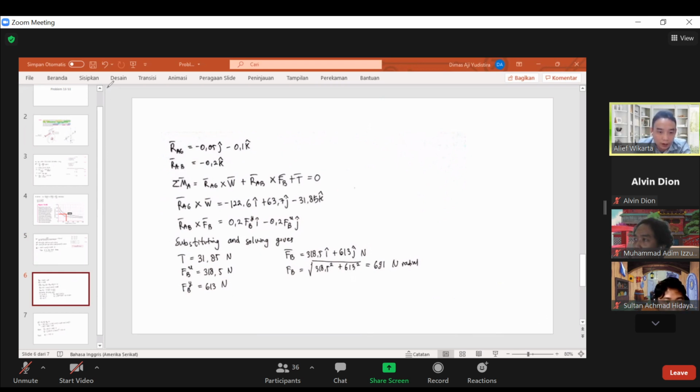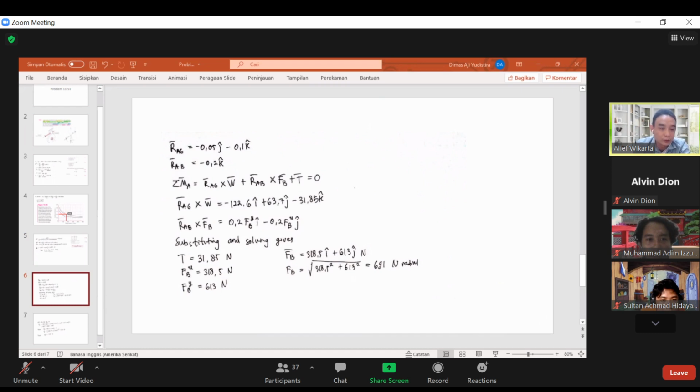Especially this one, R times W. I think it's new for all of us. R times W. W is a distance? Oh no, W is a force. R is distance, right? RAP is distance, right? What's this? The opposite of dot vector. Cross vector, yeah. This is a cross vector, right?